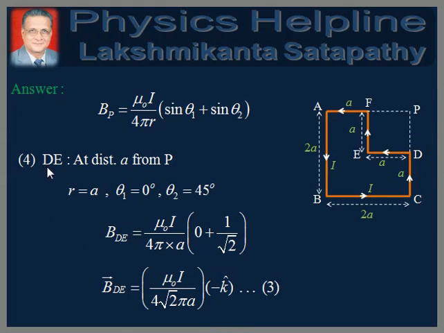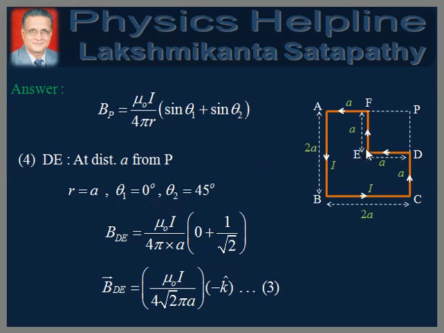Next, we'll consider the wire DE. The magnetic field produced by CD at P is equal to 0, which we have already decided. So the distance of DE from P is equal to PD, which is equal to A. Therefore, we write R is equal to A for this. Theta 1 means current is flowing from D to E. Theta 1 is the angle subtended at P by point D, and this is the reference line. Therefore, the angle subtended is 0. Therefore, write theta 1 is equal to 0.